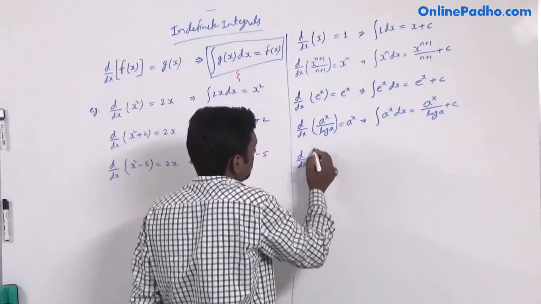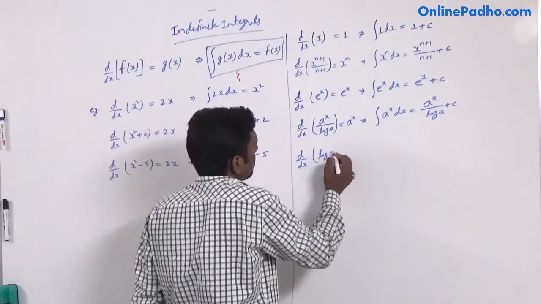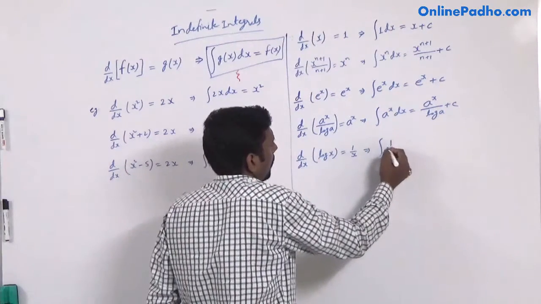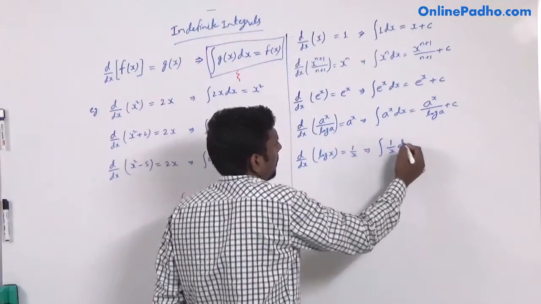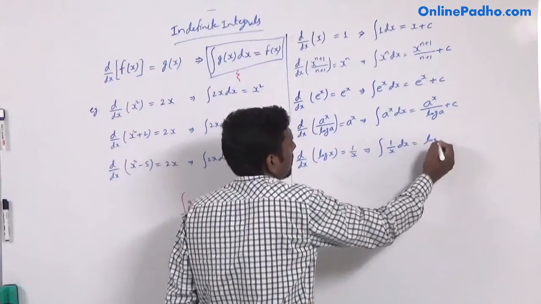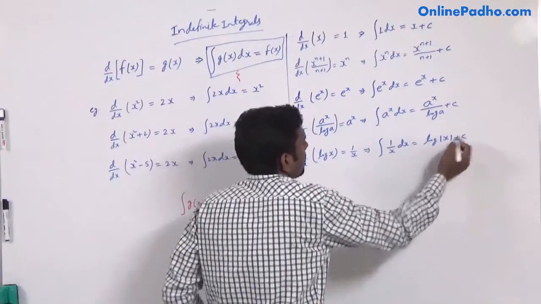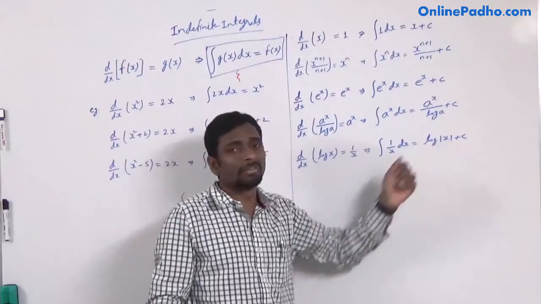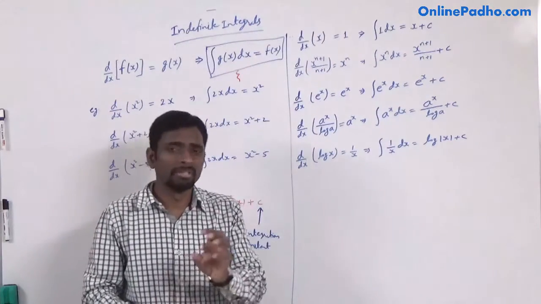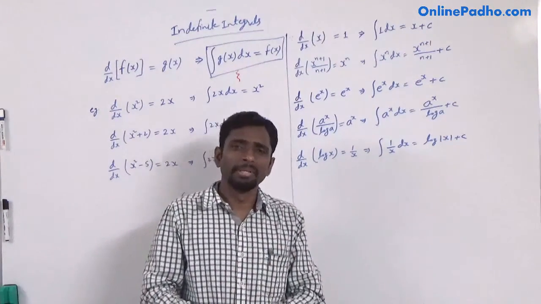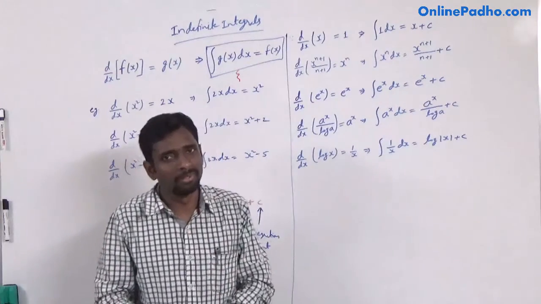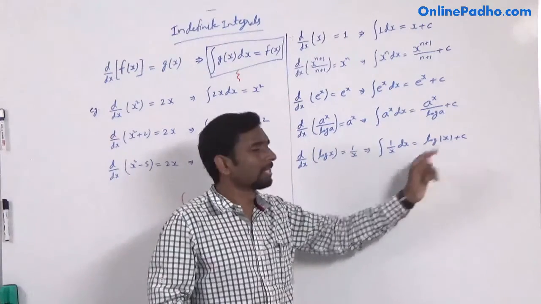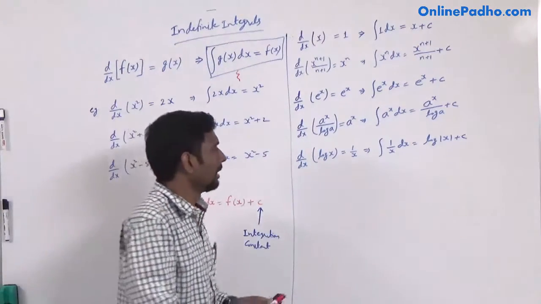Differentiation of log x is equal to 1 by x. So the integration of 1 by x with respect to x can be written as log x plus c. We must write the modulus function in the case of log, because you know the function of log cannot be negative. That must be greater than 0. So in the case of log, you must write the modulus of the function, right?